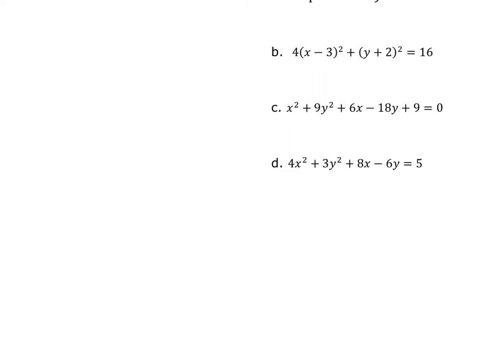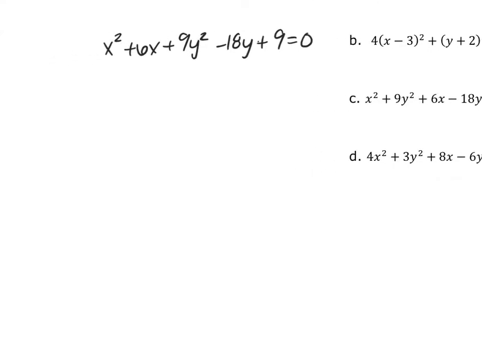So I'm just going to go over here and rewrite this as x squared plus 6x plus 9y squared minus 18y plus 9 is equal to 0. Now, I'm going to start completing the square, and the way I do that is anything that is not attached to an x or y does need to go to the other side of the equal sign.